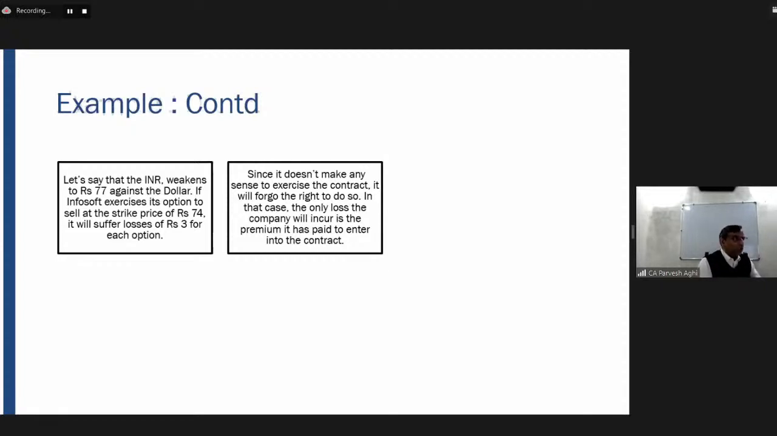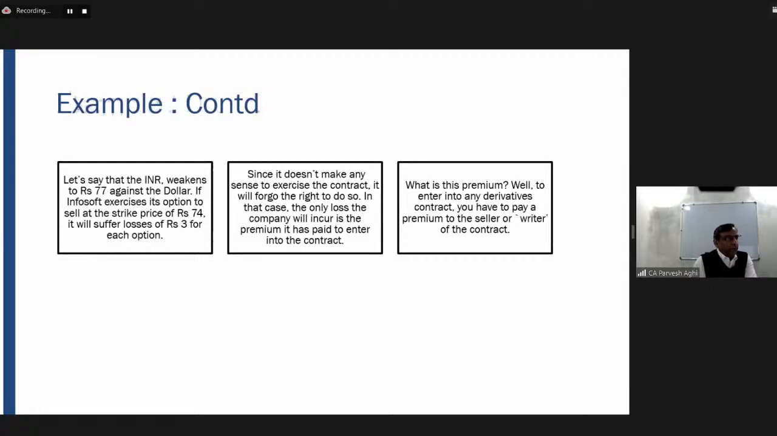In that case, the only loss the company will incur is the premium it has paid to enter into the contract. So if the INR weakens or the dollar appreciates, this company is not going to exercise the option. They will simply let the contract expire without exercising it, so they only lose the premium. Just like a cinema ticket, you have a right to watch it, but if you don't watch, nobody is going to say anything. You will be losing only the premium or the ticket price. So here also you pay the premium and you lose only that.